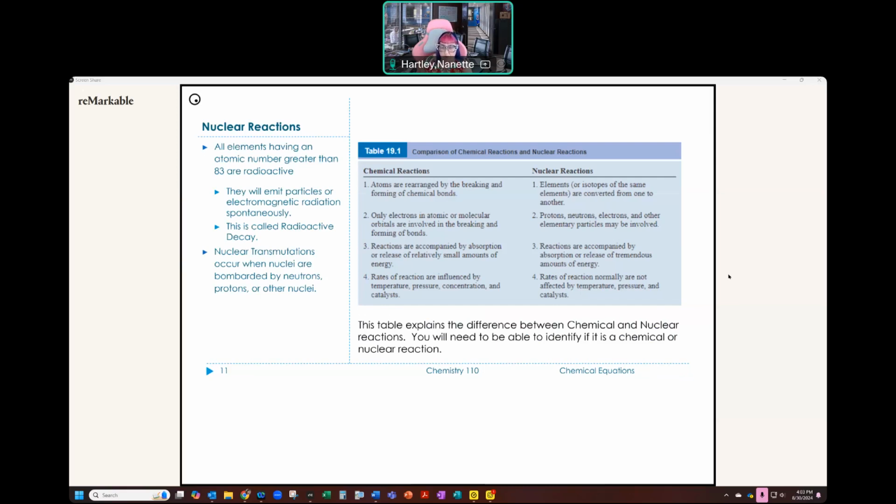Nuclear reactions, on the other hand, are where elements or isotopes of the same elements are converted from one to another. Protons, neutrons, electrons, and other elementary particles may be involved. Reactions are accompanied by absorption and release of tremendous amounts of energy. And the rates of those reactions normally are not affected by anything that we normally see: not temperature, not pressure, not catalysis. Okay, so you should be able to look at a reaction and see if it's a chemical or a nuclear reaction. That is an expectation that we will have, that you can identify if it's chemical or nuclear. Okay.